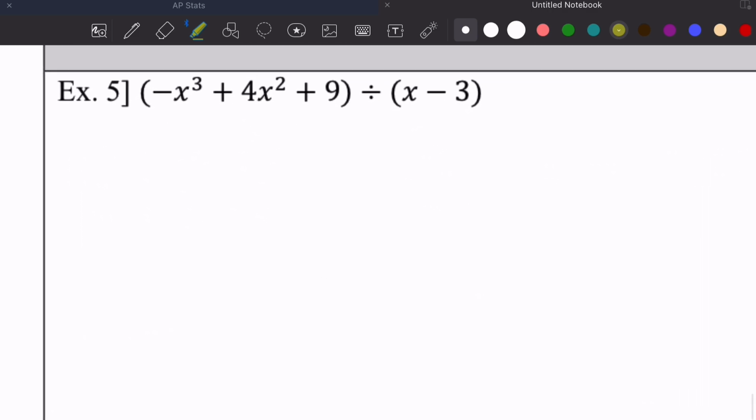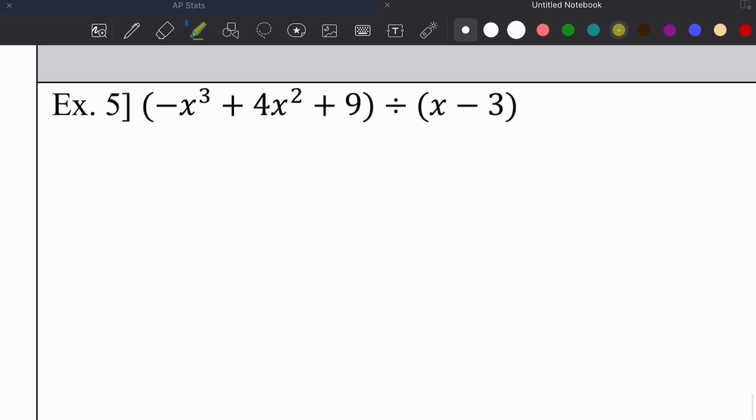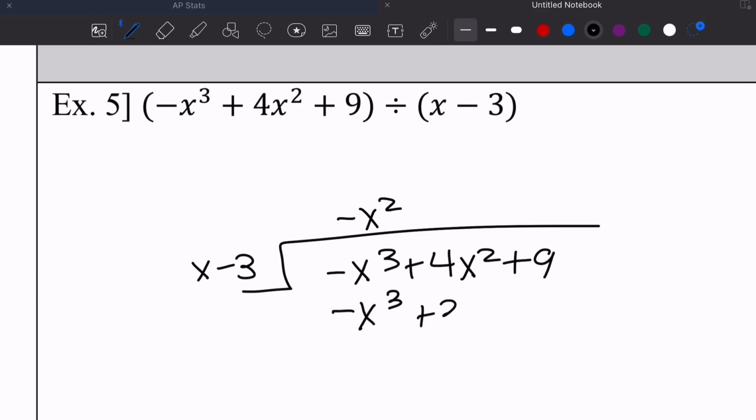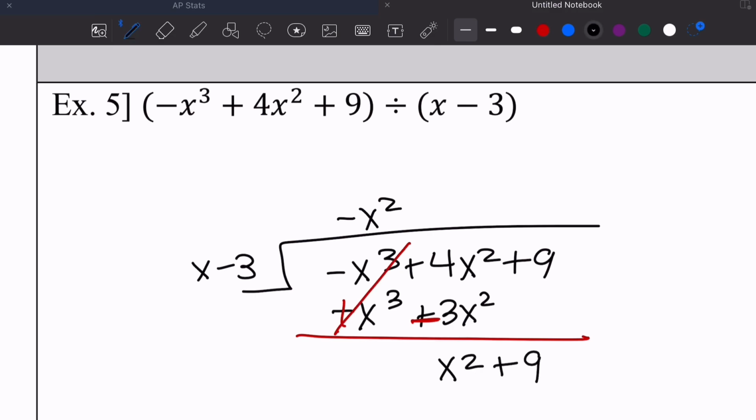Number 5. I have negative x cubed plus 4x squared plus 9, all divided by x minus 3. Well, x can go into negative x cubed negative x squared times. So I have negative x cubed plus 3x squared. Change the signs. My x cubes cancel out, and I am left with just x squared plus 9.